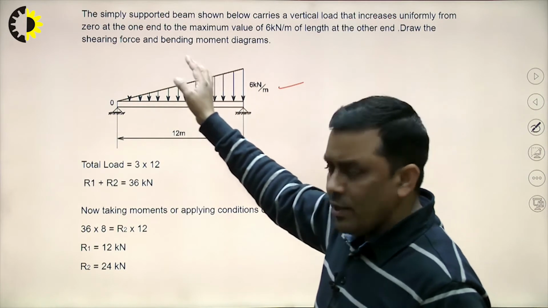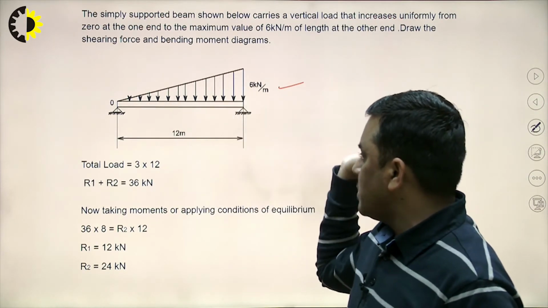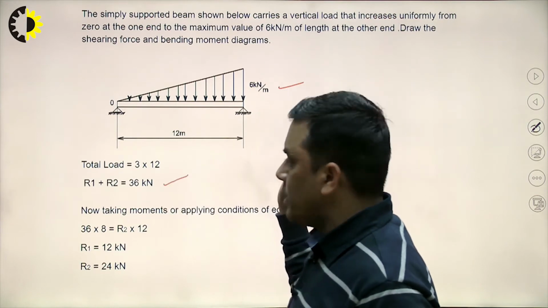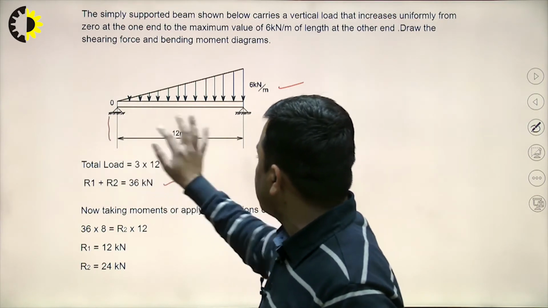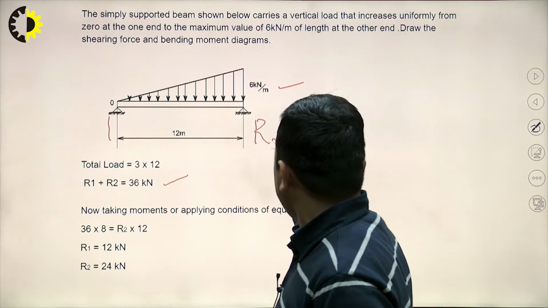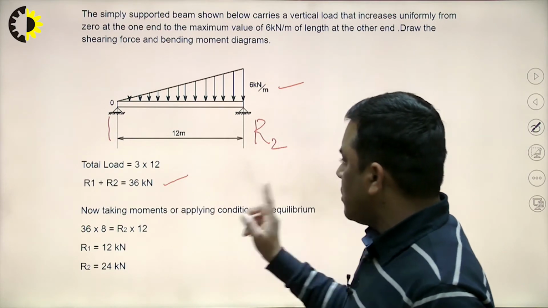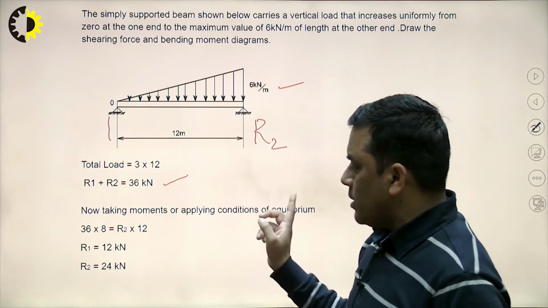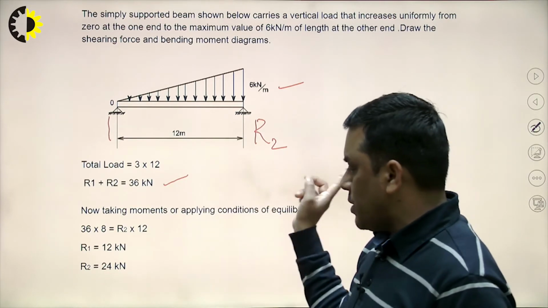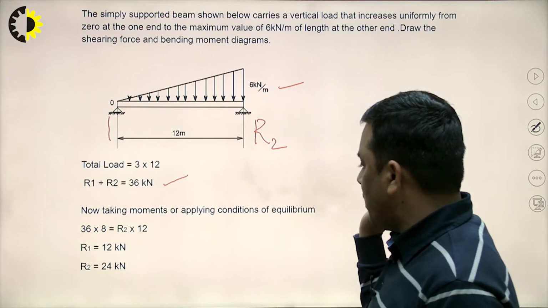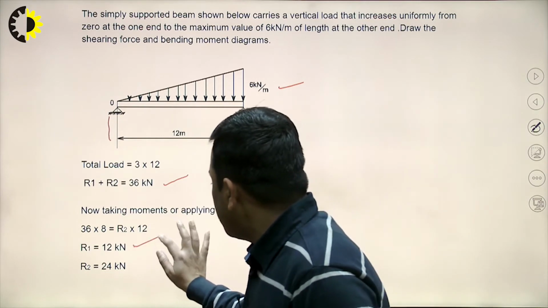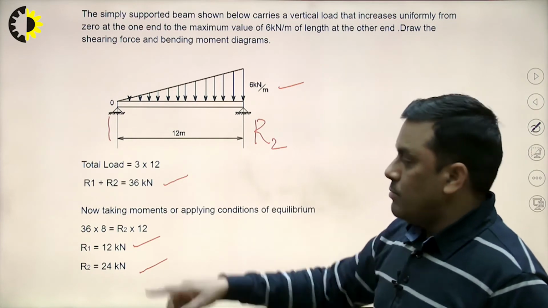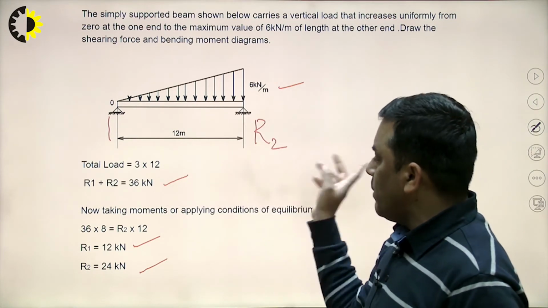As we know how to find the support reactions, we can get R1 plus R2 equal to 36. R1 is the support reaction here, R2 is the support reaction here. For finding the support reactions, we can take moments. I am not going to write the moment equation here because it was already discussed in many problems. R1 is coming out 12 kilonewton and R2 is coming out 24 kilonewton.